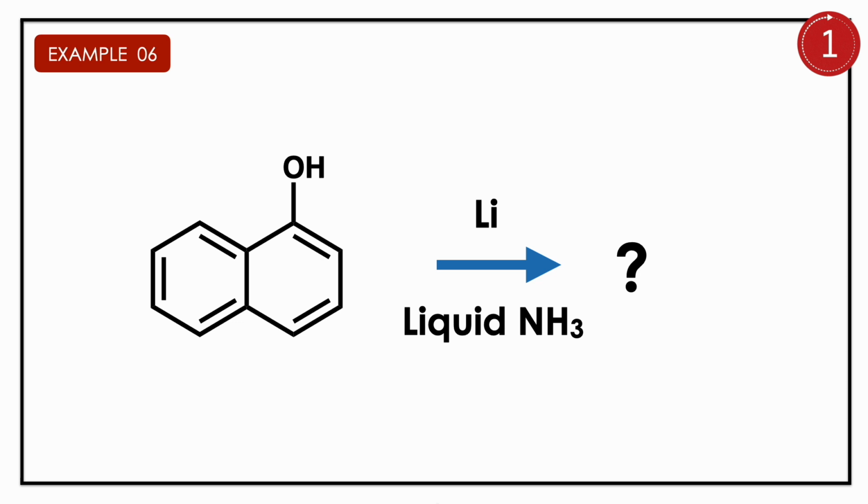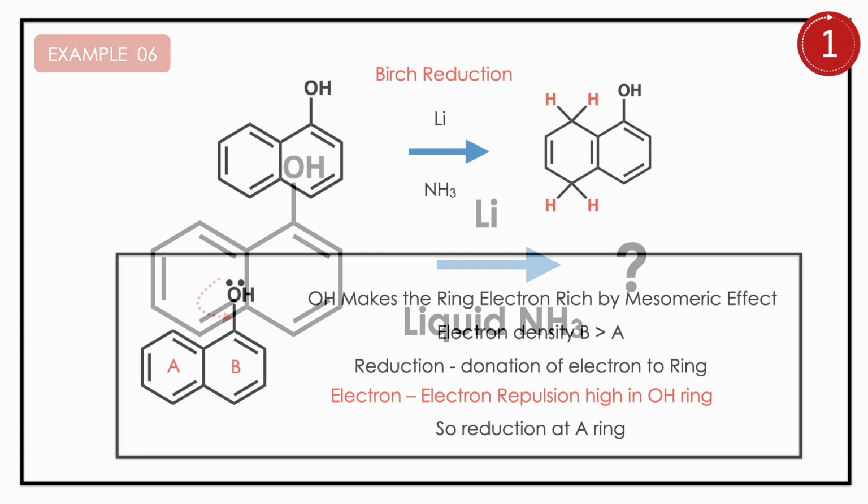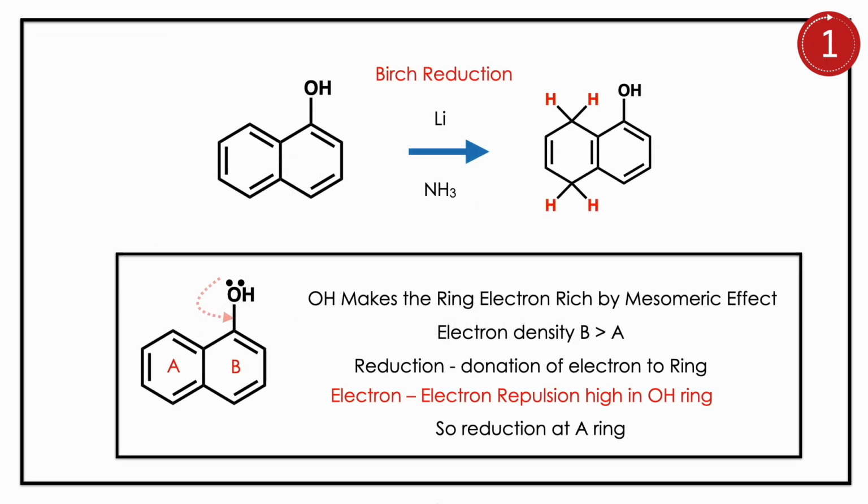Then the next example: you have alpha naphthol, naphthalene with an alcohol at the alpha position. You are reacting with lithium and liquid ammonia. You should find what will be the final product. The starting material is naphthol. Naphthol contains OH. It is mesomeric in nature because the lone pair can participate in delocalization. The ring will become electron rich. Since the attacking species is the electron, it always attacks the less electron dense ring.